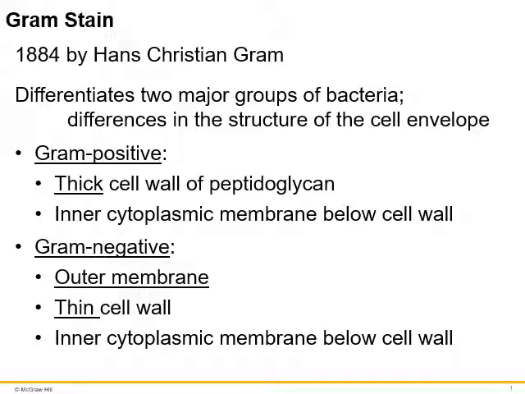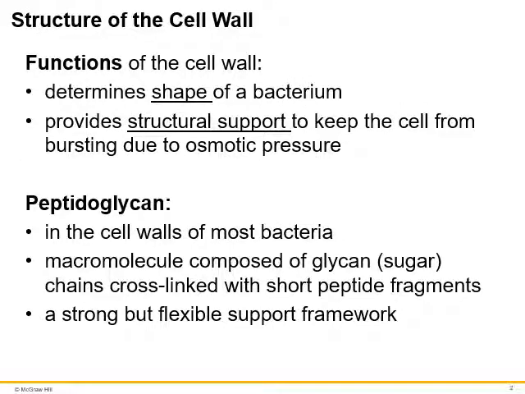Okay, now we're going to talk about the cell envelope. So why do we need this cell wall? Well, because it's going to determine the shape of the bacterial cell. It's also going to provide structural support to keep the cell from taking on too much water and then bursting because of osmotic pressure. So in effect, it's a suit of armor or a corset to actually support the cytoplasmic membrane below and keep it from exploding.